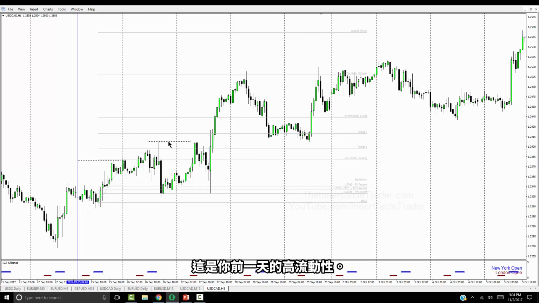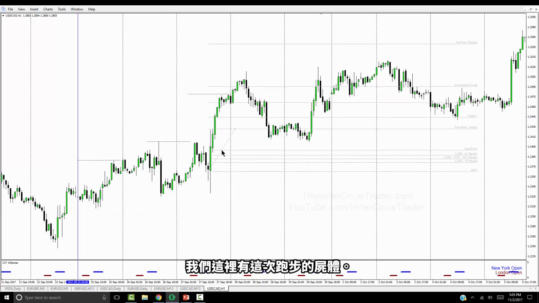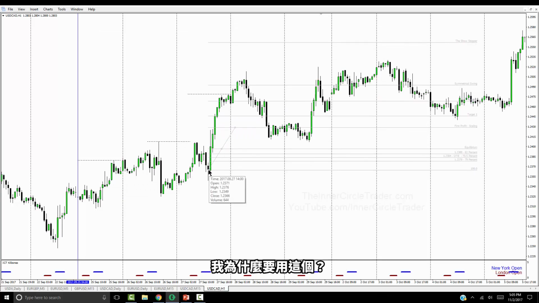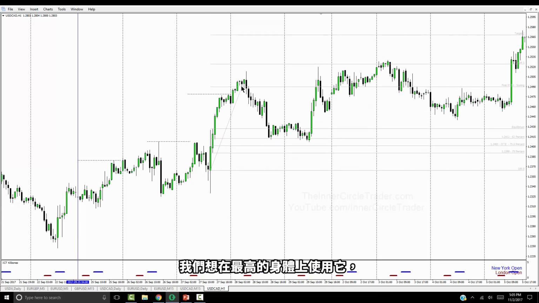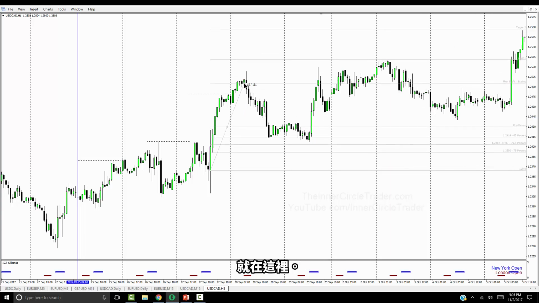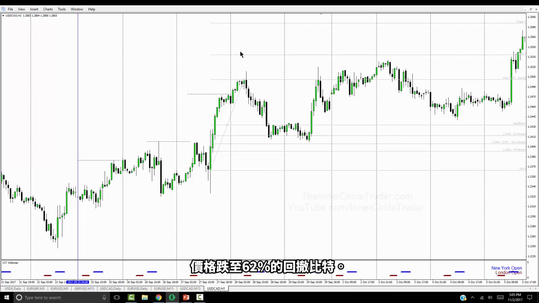Now this candle on a daily basis, its high is here. Same scenario in here. It rallies up, takes out the high, which again we're going to have to see on a lower time frame. We're not going to do it in this volume, but as it runs through, we want to see a retracement. Okay, we have the bodies of this run here. Why am I using this one? Because it's the most dynamic and recent rally, and we want to use it on the highest body open or close, which is here. Price trades down into the 62% retracement level right in here.